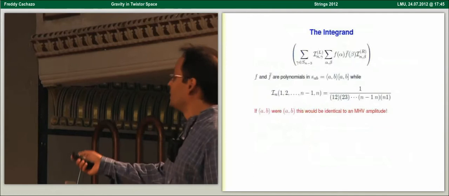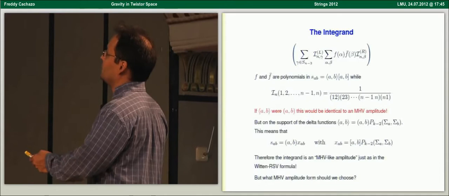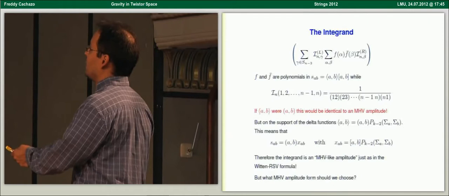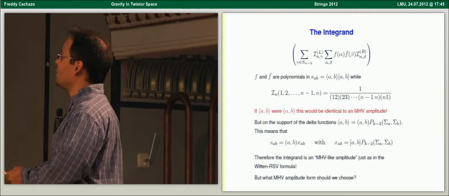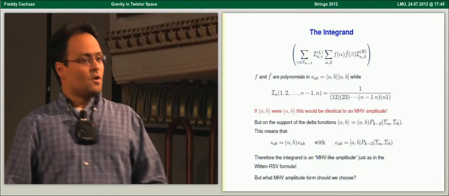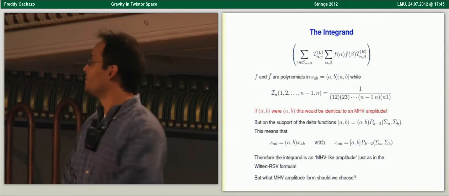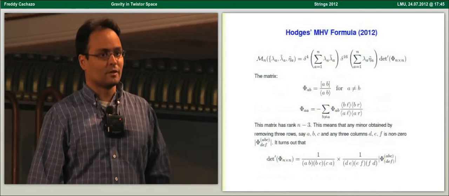Well, on the support of delta functions, they are connected. They are related to each other. Therefore, the Mandelstam variables look like something like this, where X_AB is now defined to be an object that contains the square brackets and the extra factor. This means that the integrand is actually an MHV-like object, just like the Witten-RSV formula. But now, you may ask a trivial question at this point, which is, if you are supposed to use any MHV formula, which MHV formula would you like to use? Of course, you will use the analog of the Parke-Taylor formula, and that's Hodges' formula.